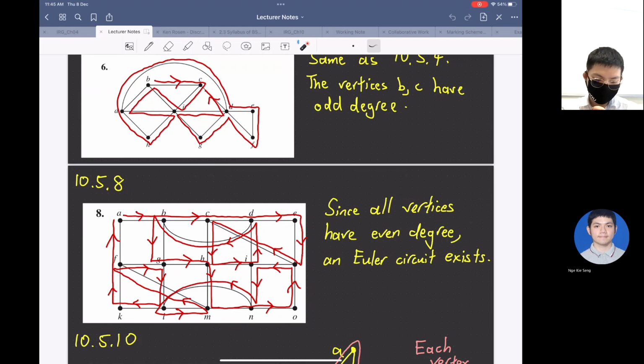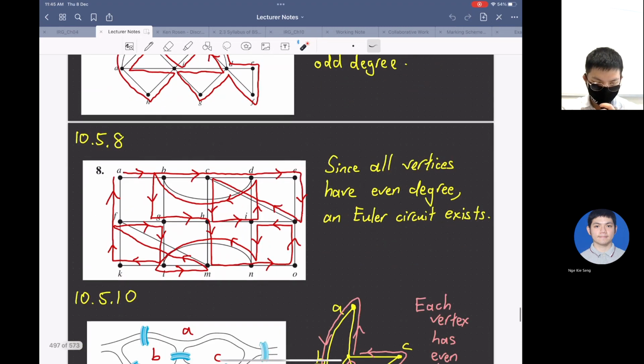10.5.8. You can go and check all the degrees are even. So you have an Euler circuit, yes. You can go and try. This one is a bit harder, but not too hard.